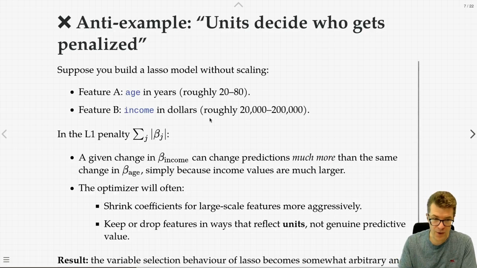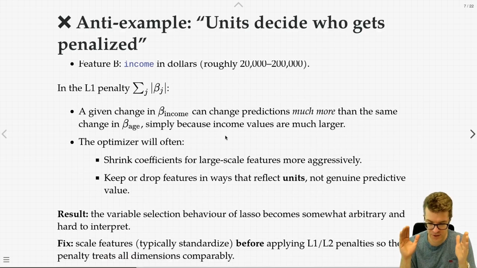And therefore the optimizer, which again is just going to steadfastly try to optimize for the weighted combination of mean squared error and its L1 penalty, will shrink coefficients for the large-scale features very aggressively, and it will either keep or drop features in ways that will reflect the units. So like I mentioned before, it'll maybe set betas to 0 in a way that's just mostly focused on the scale of the units and not so much on the value of the features' actual measurements.